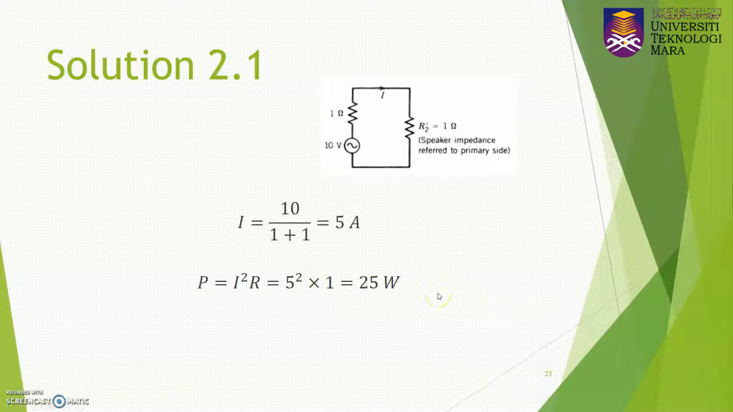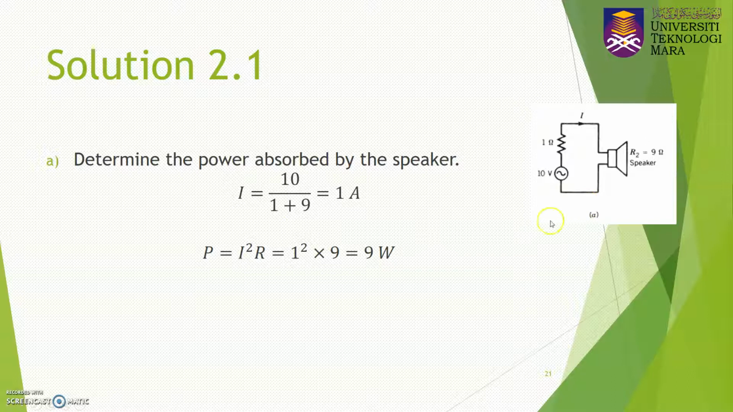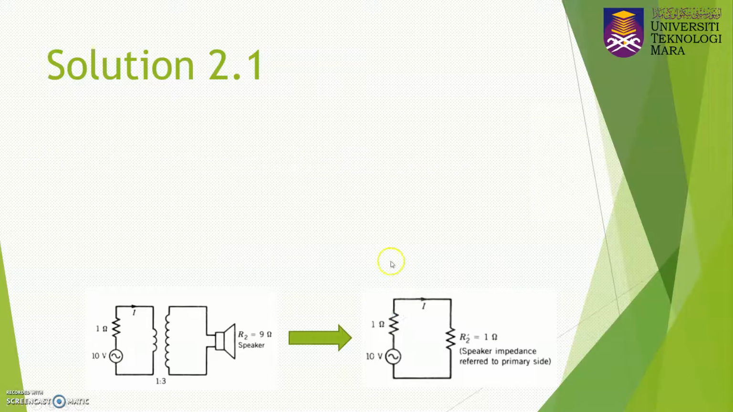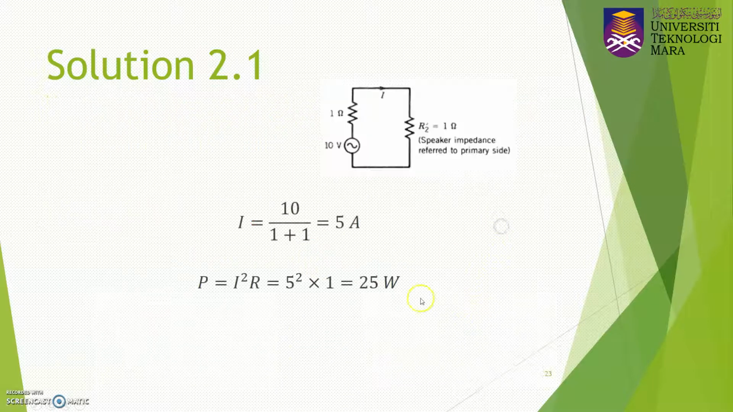So you can see that after you use the transformer, you can maximize the power transferred to the speaker, where you have 25 watt. But if you refer to the previous slide, where you don't use the transformer, the power absorbed by the speaker is just 9 watt. So you can see, whenever you use the transformer, you can maximize the power transfer to the speaker, where the value now is 25 watt.